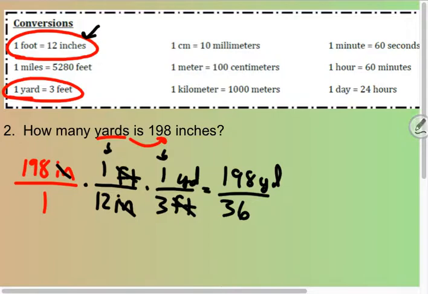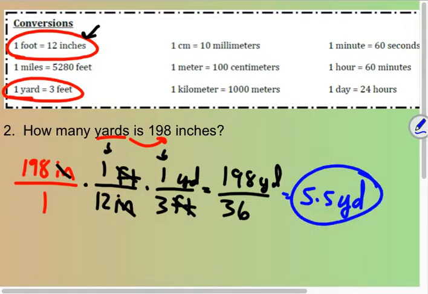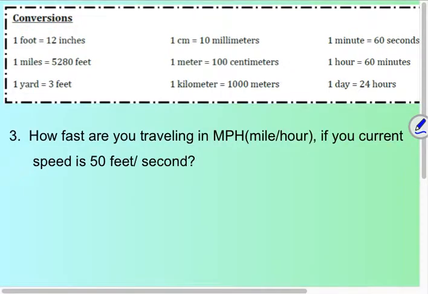So our answer is 198 divided by 36. Let me see if I have that really quick here. Yeah, you end up getting 5.5. So this is 5.5 yards if you divide it out on your calculator. Right? Okay, a little bit more complex problem here.